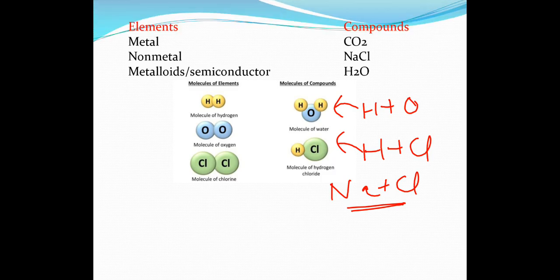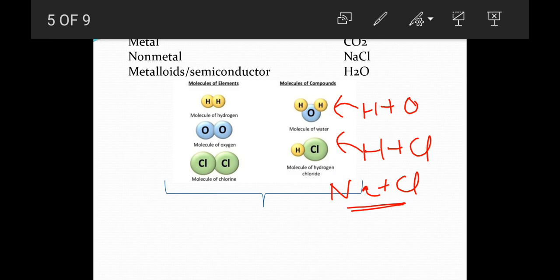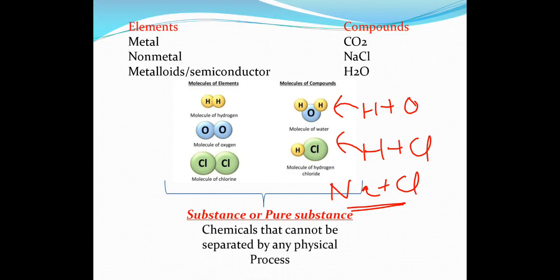So these two, elements and compounds, are known as pure substances or only substances. So when I am saying substance or pure matter, that means I am talking about elements and compounds. They are those chemicals that cannot be separated by any physical methods. So in the flowchart, you are aware that I have divided matter into two parts. One is pure, one is impure. So these are pure substances, elements and compounds.